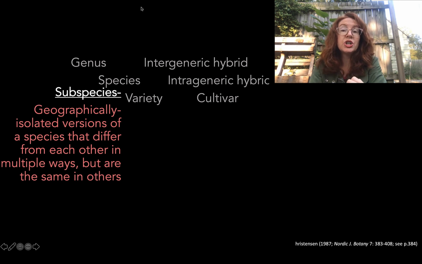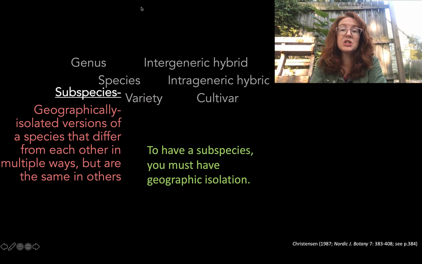Subspecies are geographically isolated versions of a species that differ from the parent species in multiple ways, but are similar in others. So it's kind of like going halvesies. But the key here is that subspecies have to be geographically isolated. It's not just that they can occur next to ponds, but that they occur in a specific geographic region.